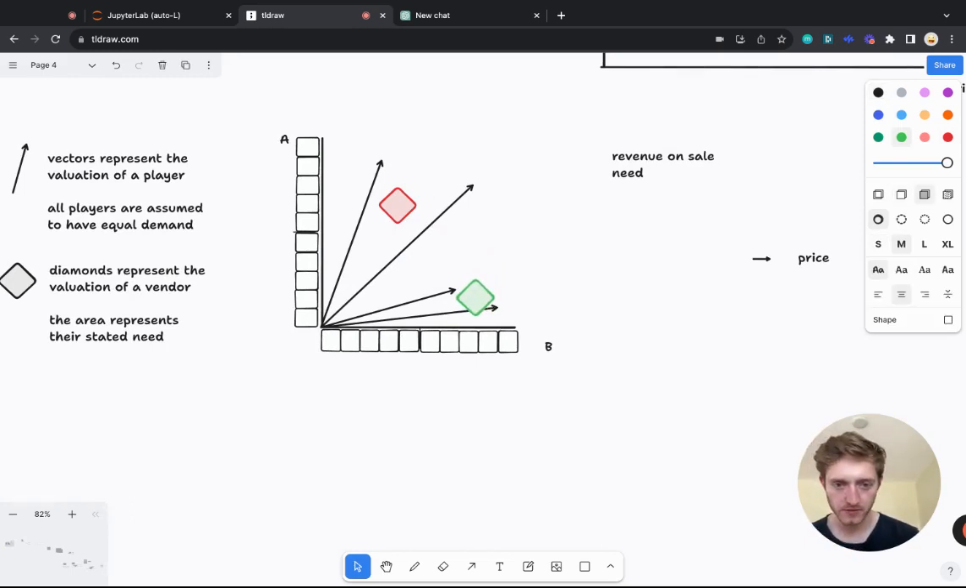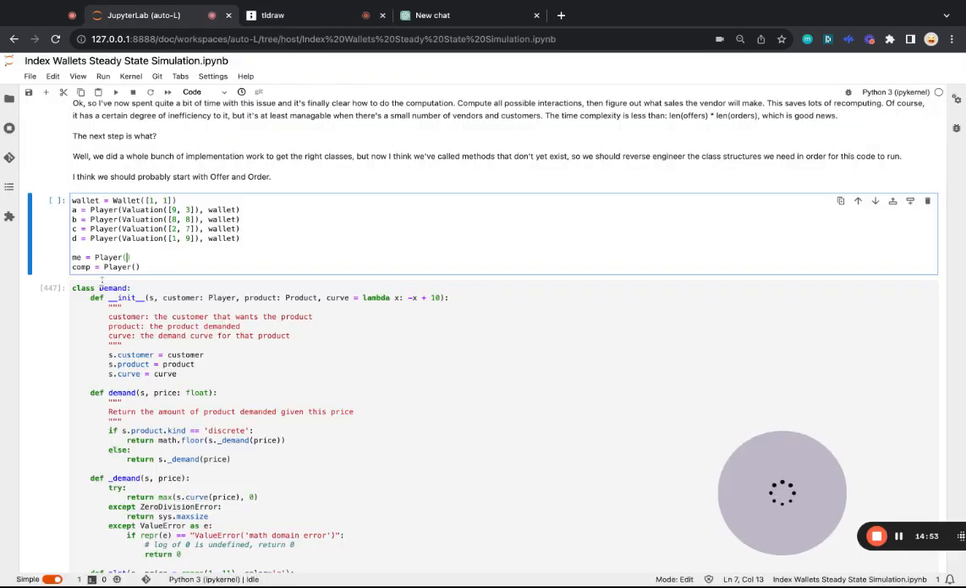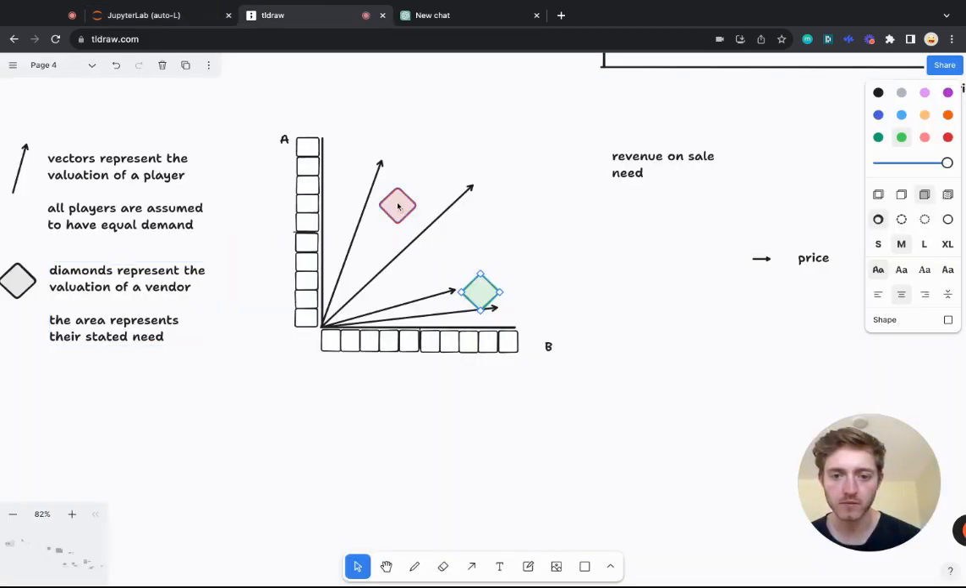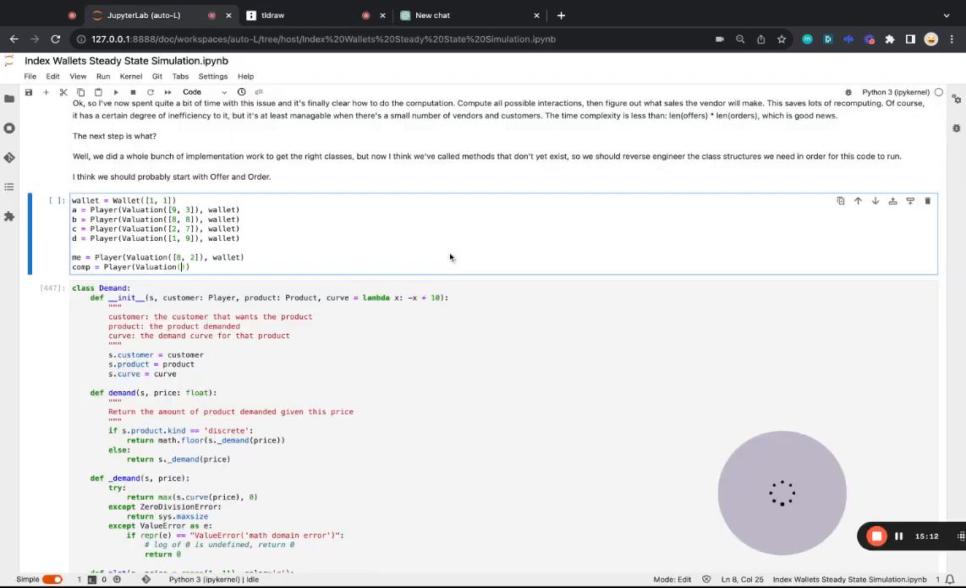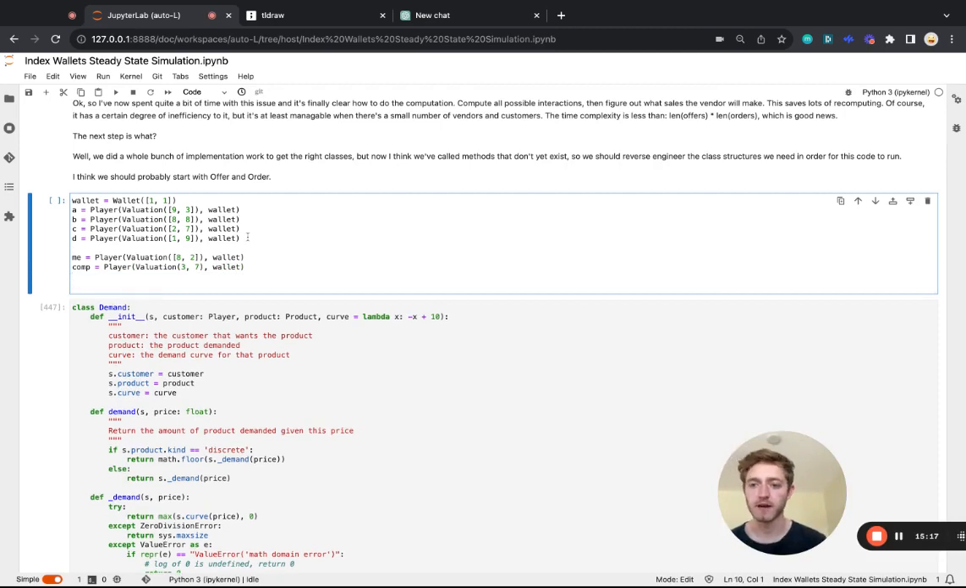And where am I going to put this? Let's try it down here. So 8 and up here at 2, let's say. So valuation 8 and 2 and valuation, that's probably fine, 3 and 7. Okay. So we have built up our example.